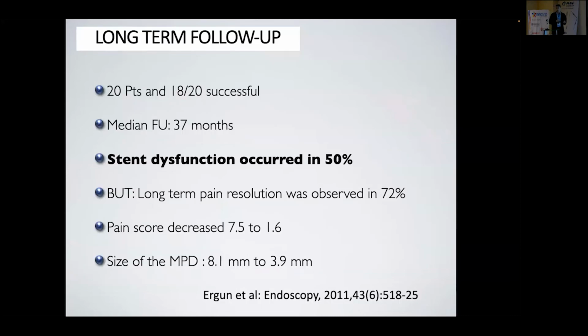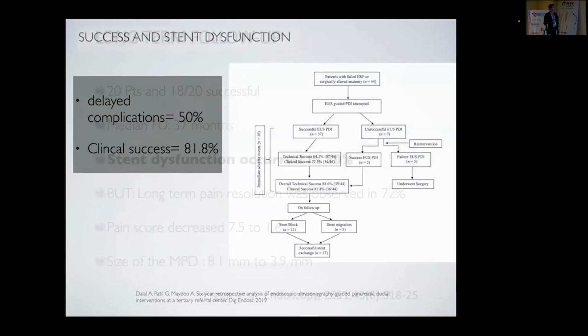We agree, I think, on the rate of delayed complication, 50%. That is the paper with the longer follow-up, 37 months. It's not so easy to follow these patients. It's chronic pancreatitis. They do what they want. They may not come to the visit. But 50% of delayed complications is probably the number confirmed by Dalal in the large series of 44 patients. They also have this rate of delayed complication.